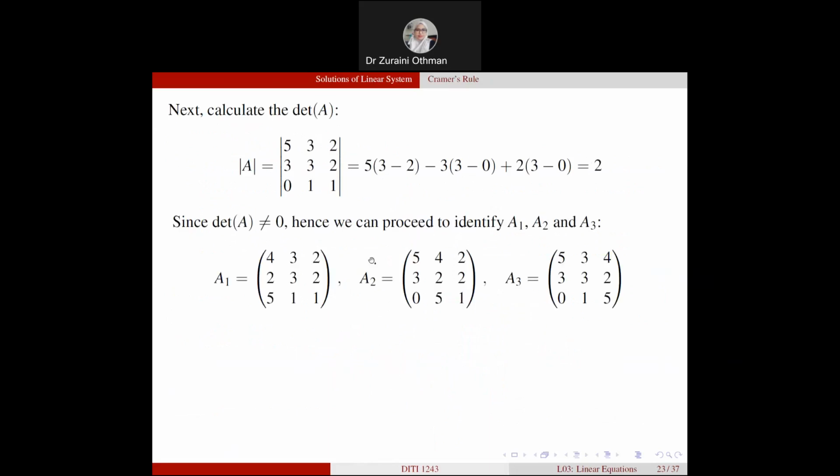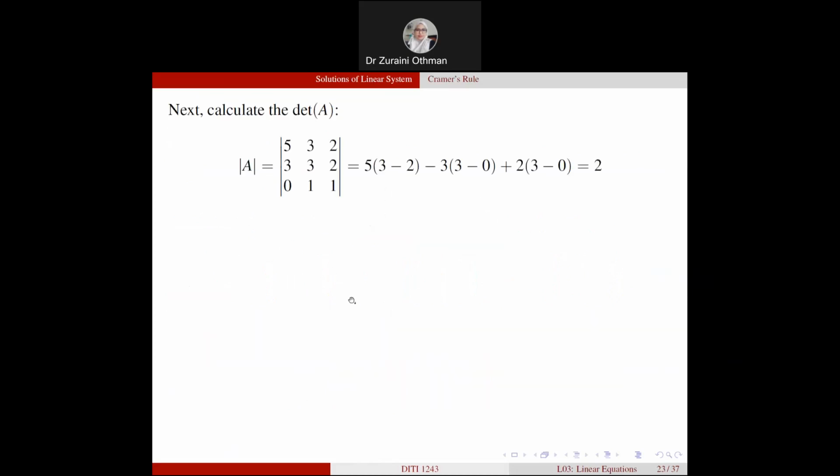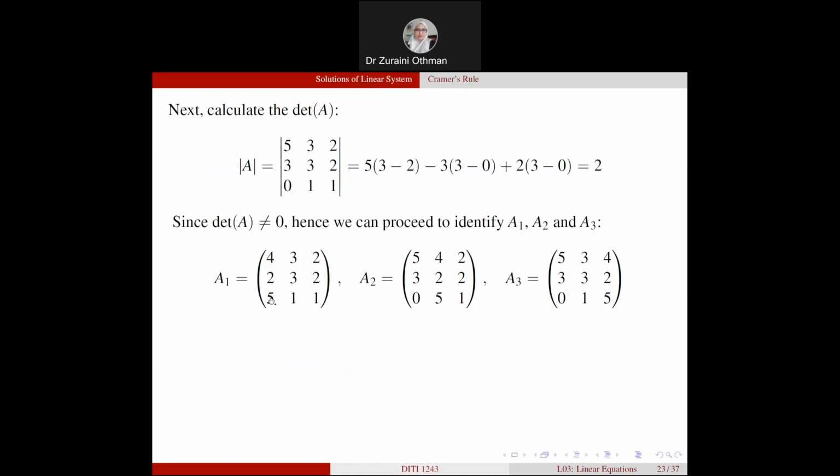The next process is to replace the column with 4, 5 here in the first column, to become A1. Then replace the second column with 4, 5 to get A2. But the remaining entries, don't change from the original matrix. 5, 3, 0 and 2, 2, 1 come from the original matrix. And for A3, replace with 4, 5 in the third column here.